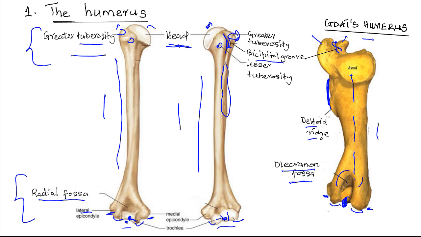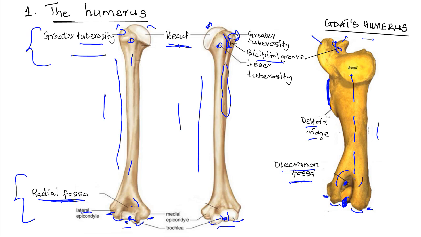Then there is the radial fossa that is located below the greater tuberosity. The radial fossa accommodates the radius when the arm is bent. The olecranon fossa accommodates the ulna, especially the olecranon process of the ulna, when the arm is straightened, while the radial fossa accommodates the proximal end of the radial bone, that is of the radius bone, when the arm is bent.